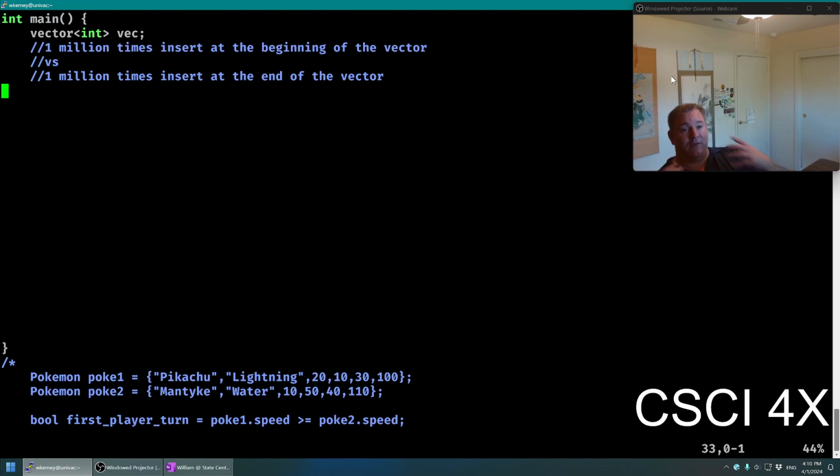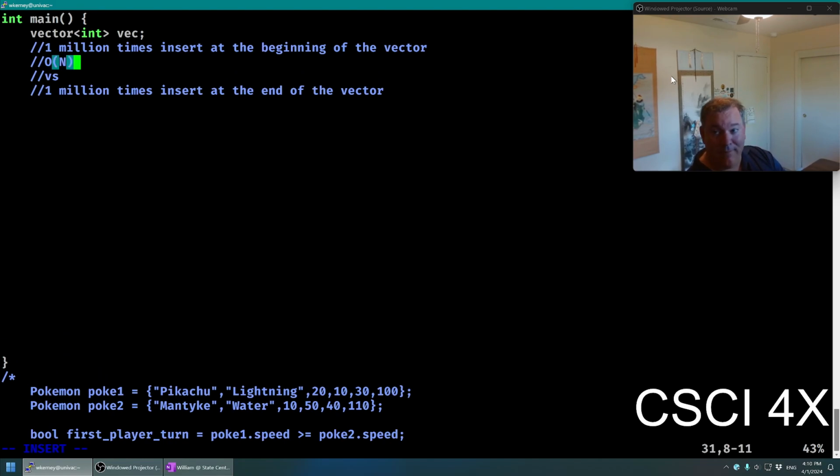You have to know these things because let's compute this. Okay. Inserting at the beginning of a vector is order what? If you have 1 million people in a vector and you want to insert into slot 0, you gotta move everybody. So how many operations do you have to do if you're inserting at the beginning of a vector? What's the big O on that?